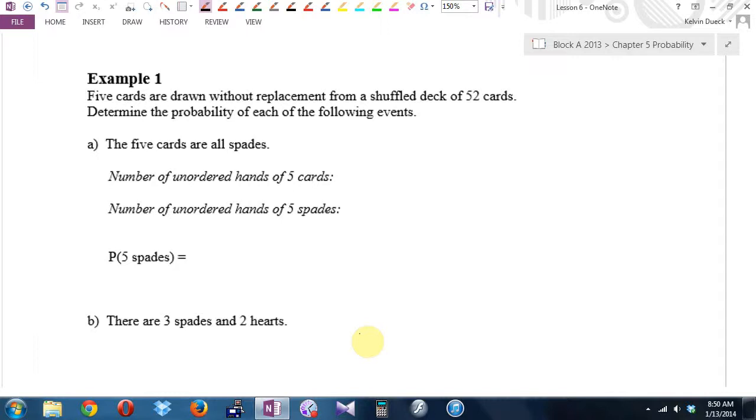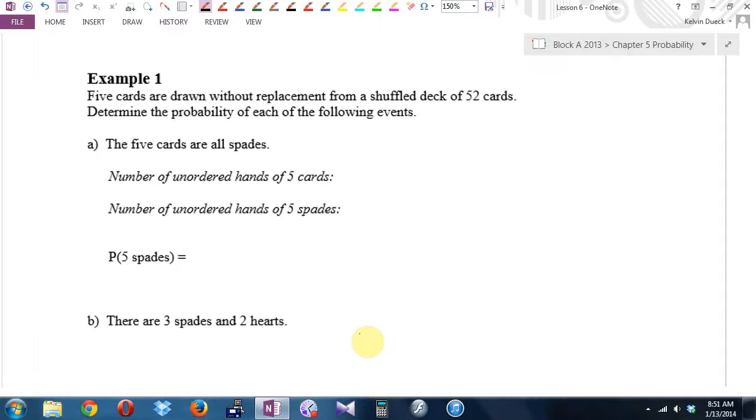This is how you know that they probably want you to use a combination approach. 2 cards? Yeah, tree. 3 cards? Maybe a tree, maybe not. Anything more than that? No. So, keep reading again. Okay, so we're not replacing them. Yep, keep going. Determine the probability of each of the following events. What's event A? The 5 cards are all spades.